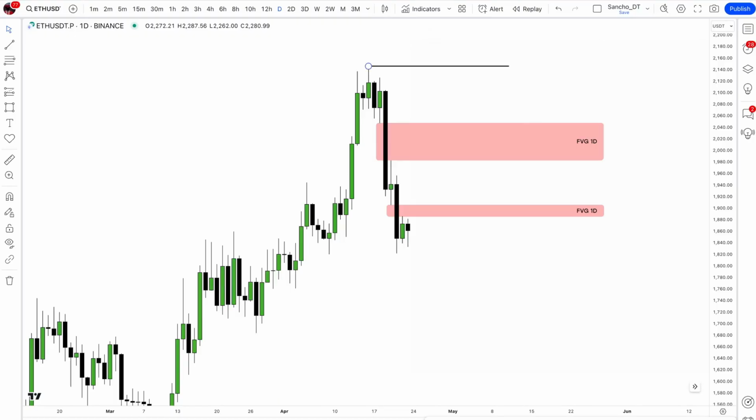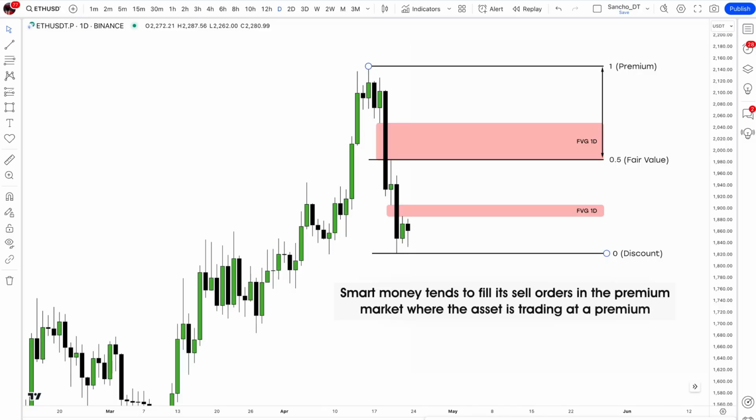How to do this? Draw a Fibonacci grid from the high where the fall began to the low where the correction formed. The 0.5 level in this grid represents the balance line, indicating the fair value of the asset. Everything above this line belongs to the premium zone, an area where the asset's price is overvalued. Everything below is the discount zone, where the asset is traded at a lower price.